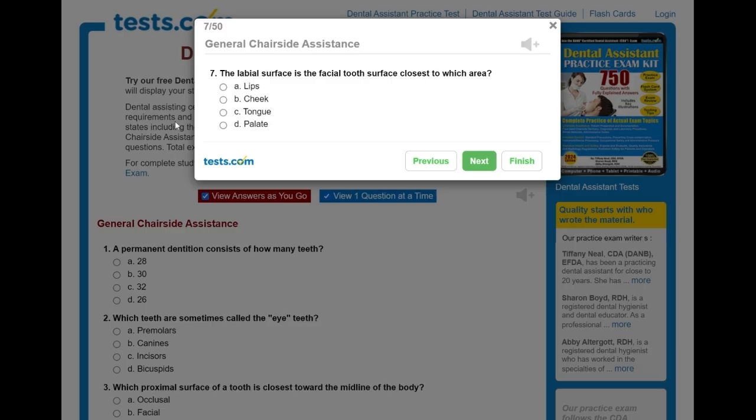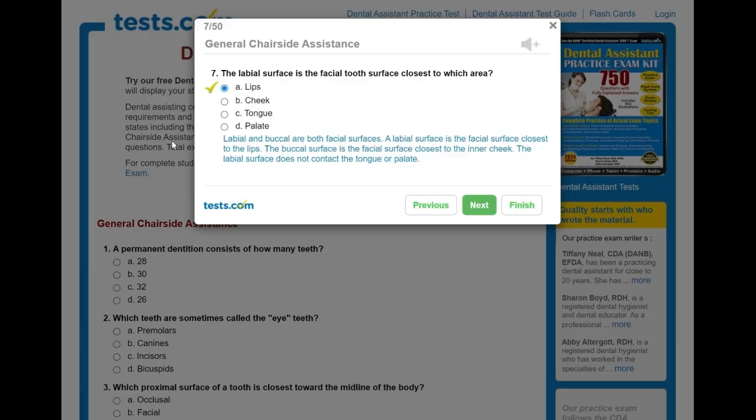Question 7. The labial surface is the facial tooth surface closest to which area? A. Lips, B. Cheek, C. Tongue, D. Palate. A. Lips. Labial and buccal are both facial surfaces. A labial surface is the facial surface closest to the lips. The buccal surface is the facial surface closest to the inner cheek. The labial surface does not contact the tongue or palate.